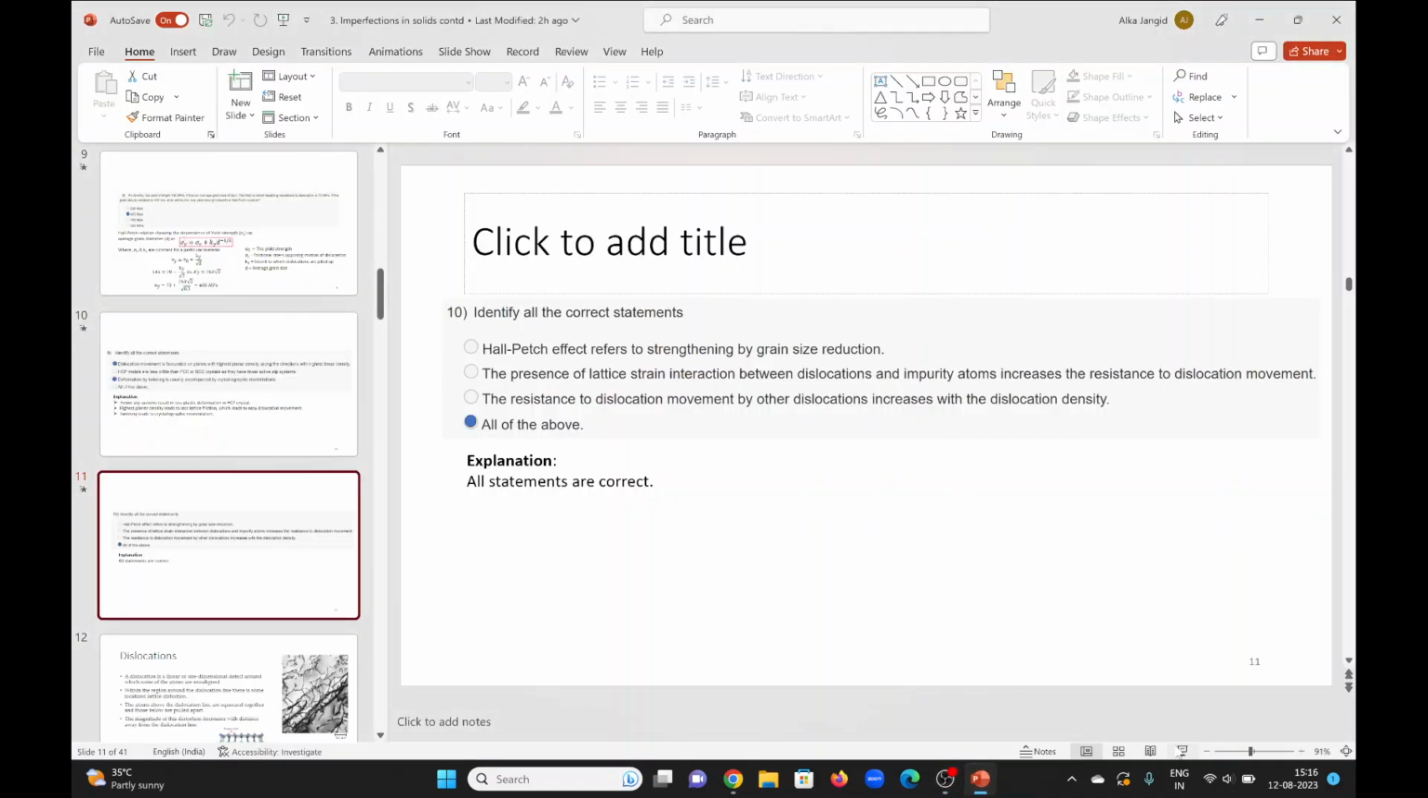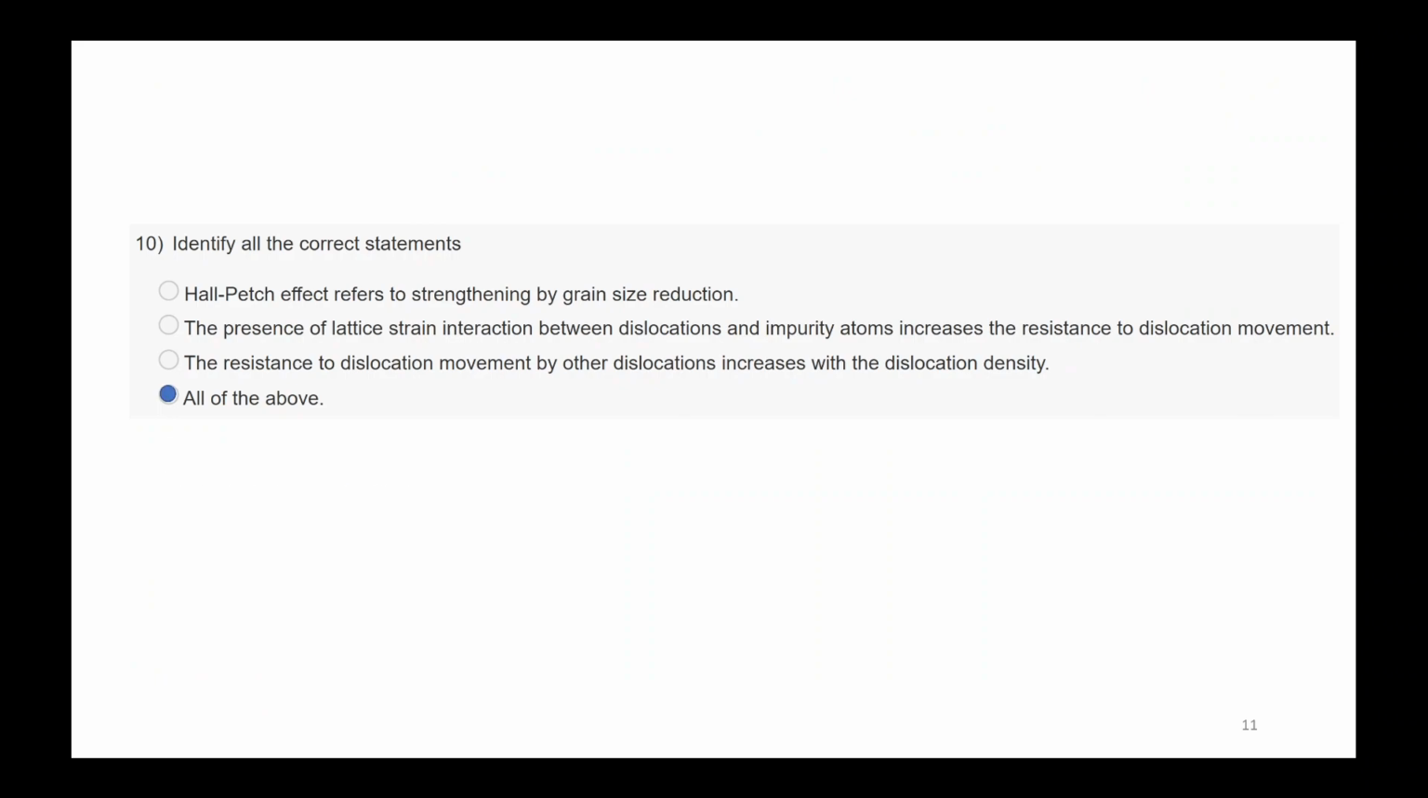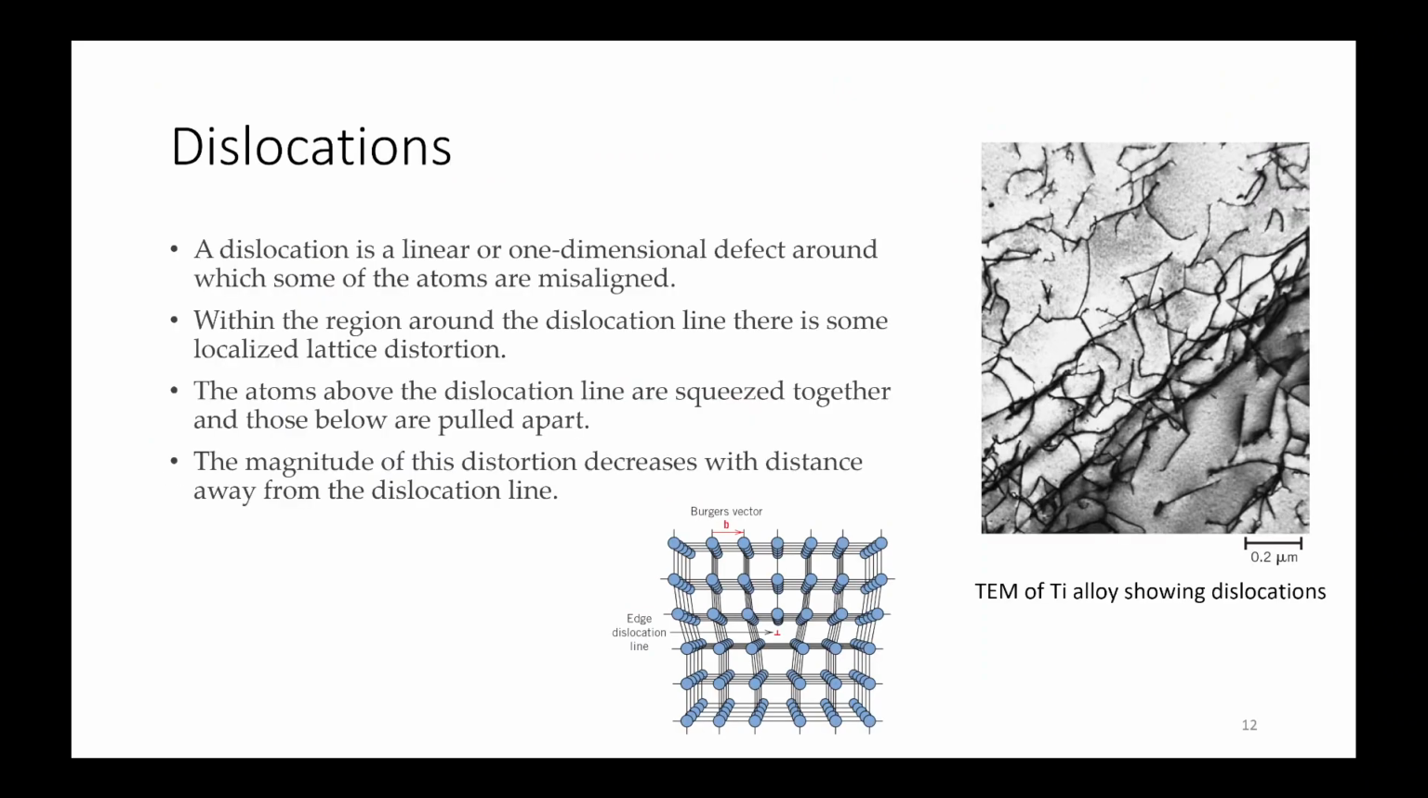Okay, now we'll be going through some lecture notes. Firstly, in the previous lecture, we studied point defects. Now we'll be moving on to linear defects. A linear defect is mainly a dislocation. These can be screw dislocations, edge dislocations, and mixed types of dislocations.